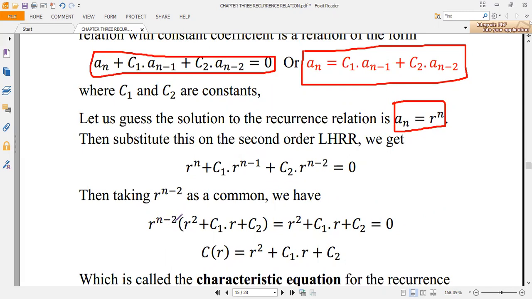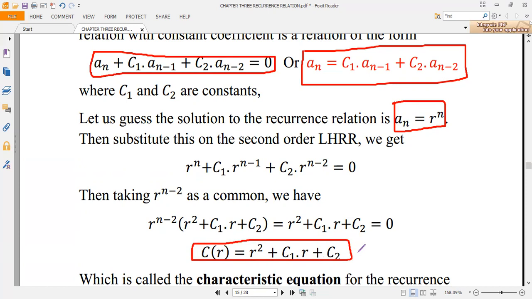then we get this equation: r to the power of n minus 2 times r squared, which is the remaining part from r to the power of n when taking r to the power of n minus 2 as common, plus c1 r plus c2. Now you can see that by dividing both sides by r to the power of n minus 2, you'll get r squared plus c1 times r plus c2, and this equation is said to be the characteristic equation or the characteristic polynomial of the recurrence relation.